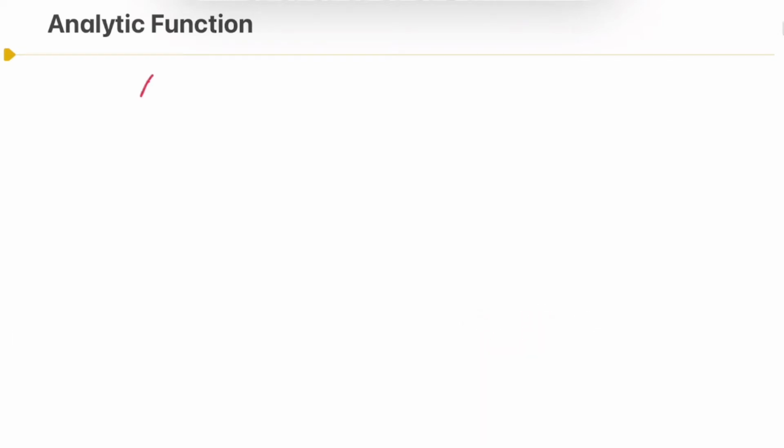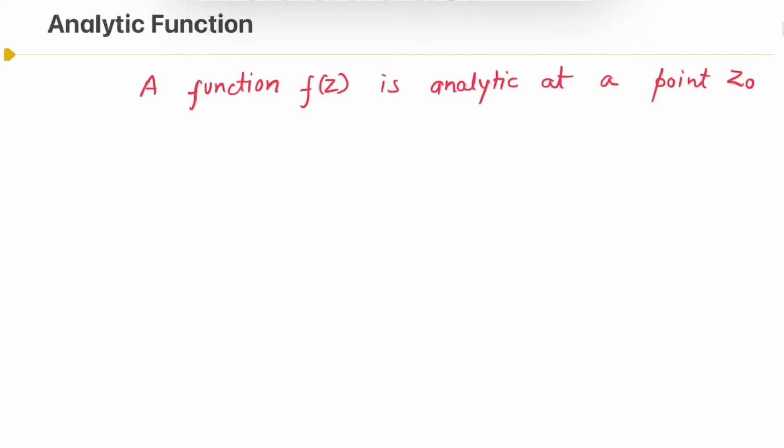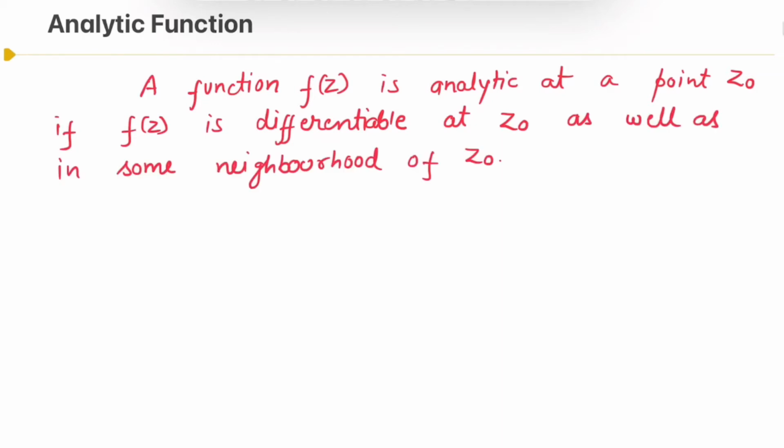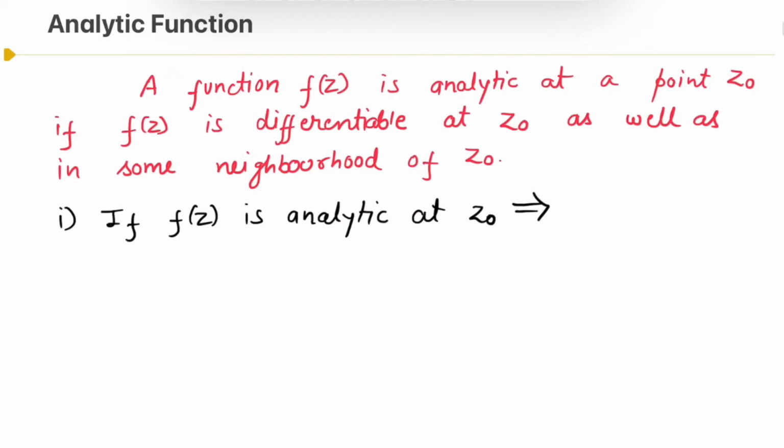A function f of complex variable z is analytic at a point z0 if f of z is differentiable at z0 as well as in some neighborhood of z0. Okay, from the definition you can conclude that if f of z is analytic at z0, then this implies f of z is differentiable at z0. But the converse is not true.